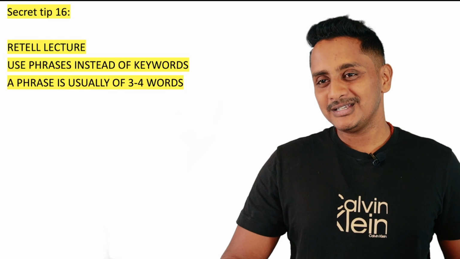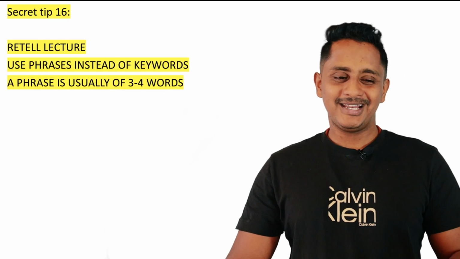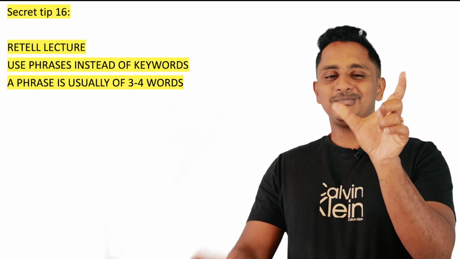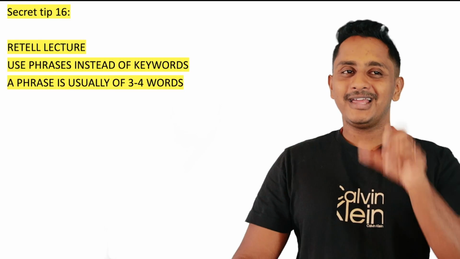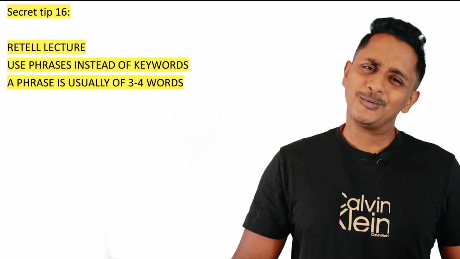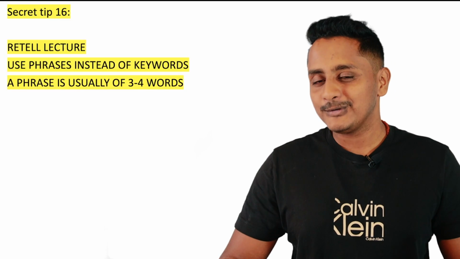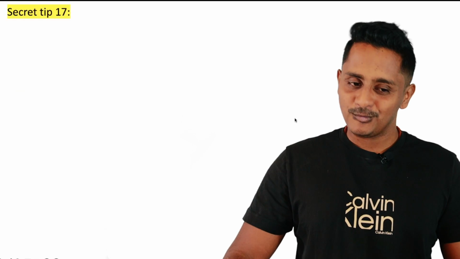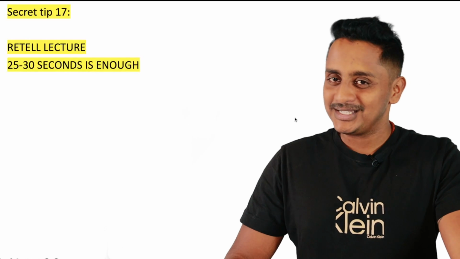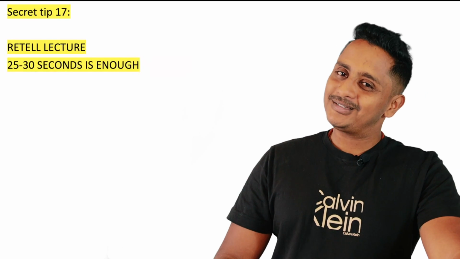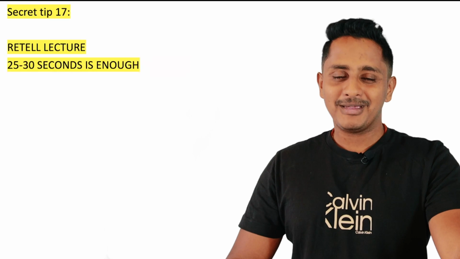A phrase usually comprises 3 to 4 words. Like this, 4 phrases. 3 to 4 words together make a sentence. Like this, 4 to 5 sentences, or 4 sentences, well and good. Pair it up with the template and just speak fluently. 25 to 30 seconds is more than enough. For read a lecture, 25 to 30 seconds is more than enough. Don't have to speak 40 seconds. The more you speak, the more mistakes you may make.